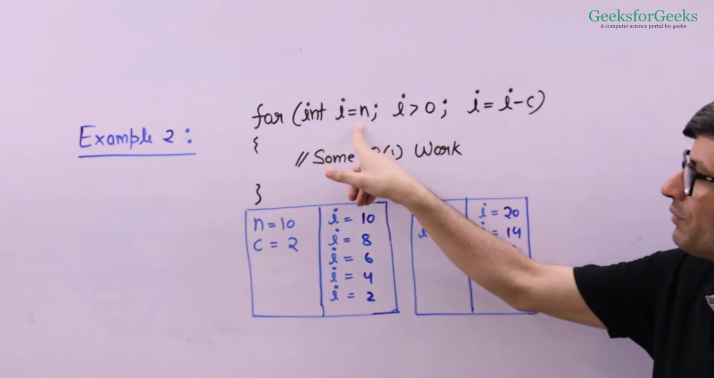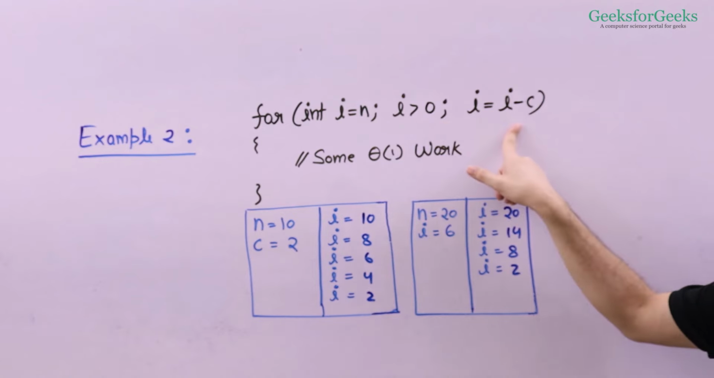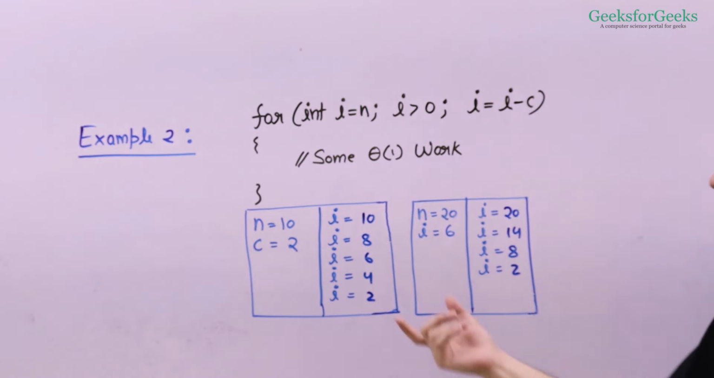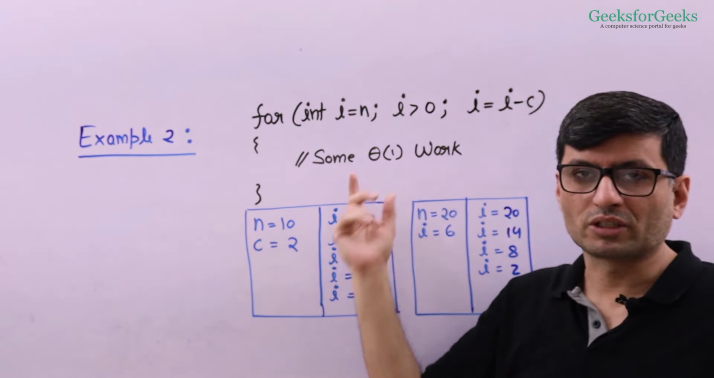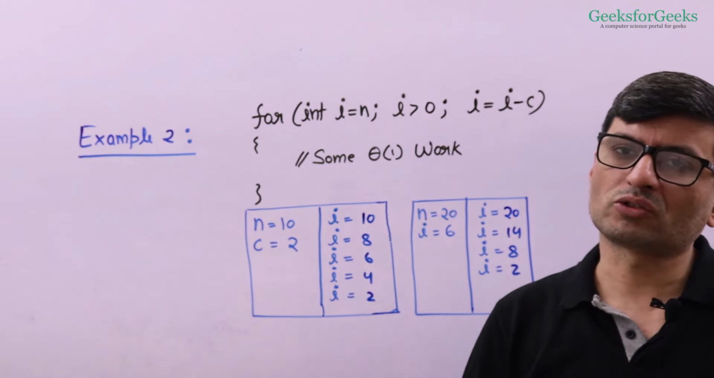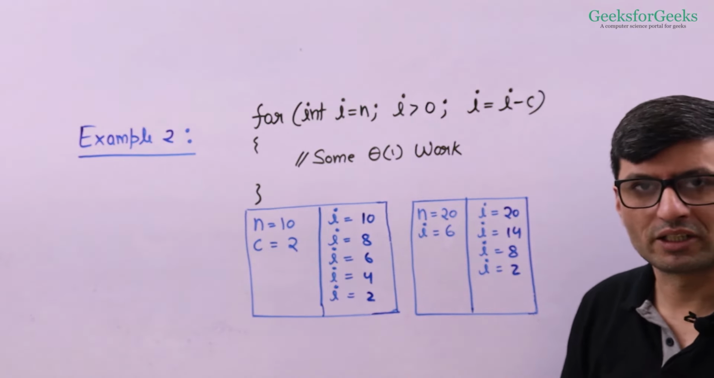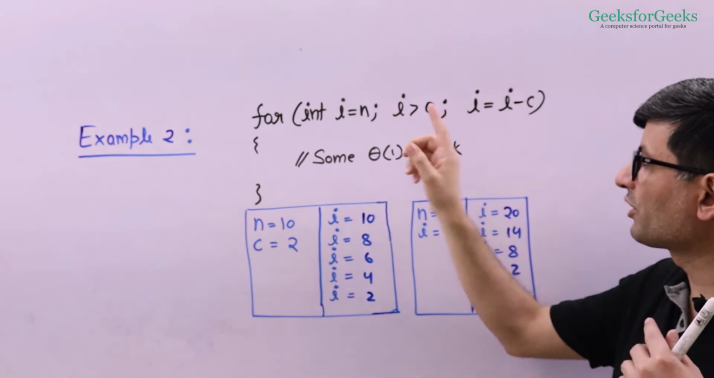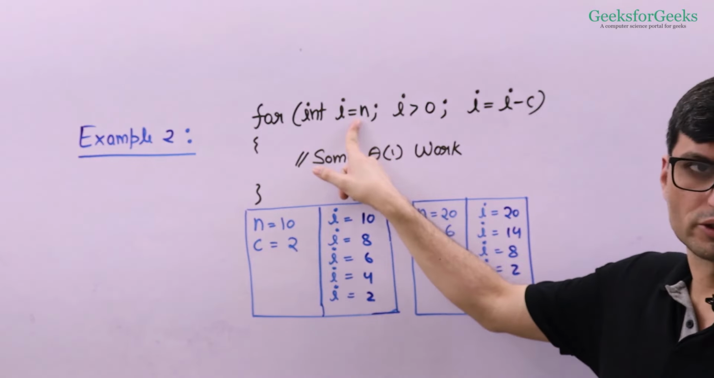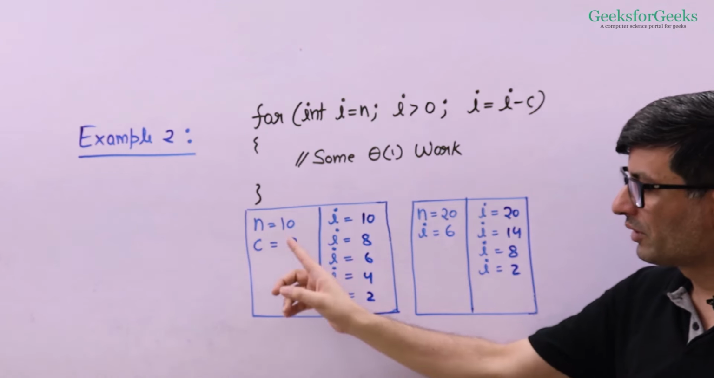Here we are running a loop from i equal to n, and we run the loop while i is greater than 0, and we do i equal to i minus c. Inside this loop again we are doing some constant work. Any work which is not dependent upon n, the input, is constant work. You might be printing something 10 times or 5 times, whatever you do, as long as it's not dependent upon input n, it's constant.